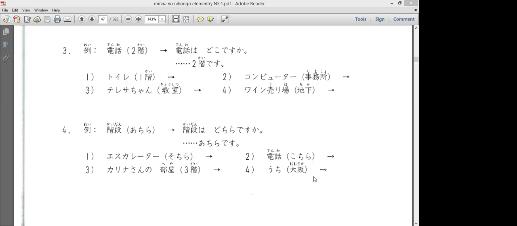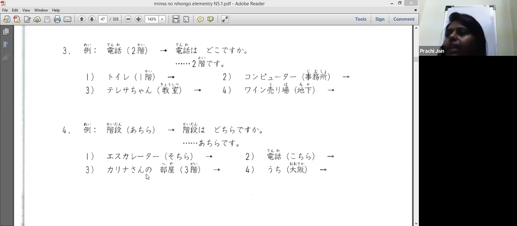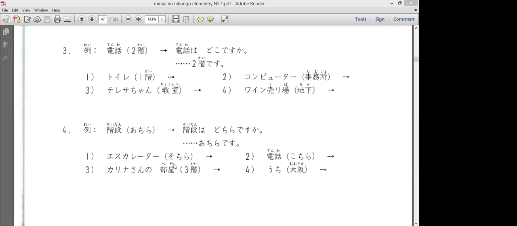The third one is what? This one? Karina-san. Karina-san, no? Here, room of Karina-san.